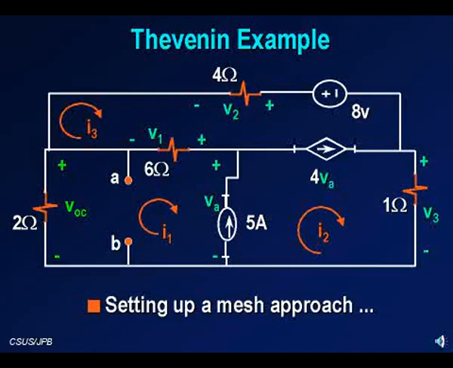So by setting up the mesh approach here, I've essentially come up with 3 finite meshes with mesh currents. I put voltage labels and polarities on all the resistors that do not have labels. And VOC, of course, is the voltage across the 2 ohm resistor, which I'm seeking to calculate. So at this point, this problem is a very typical problem using mesh analysis. So we're going to go through the typical steps.